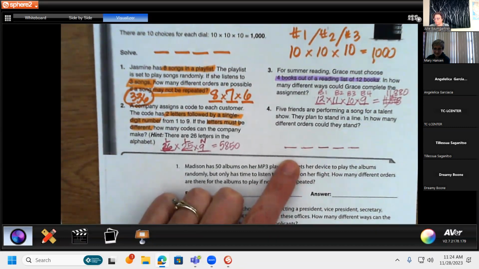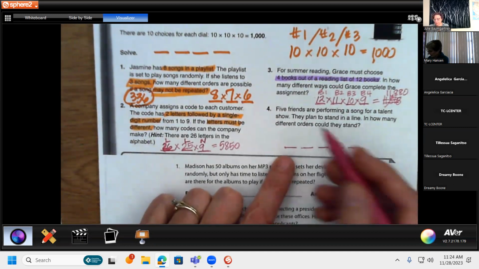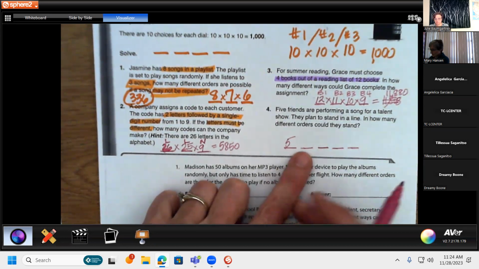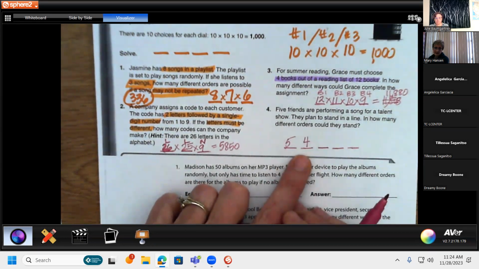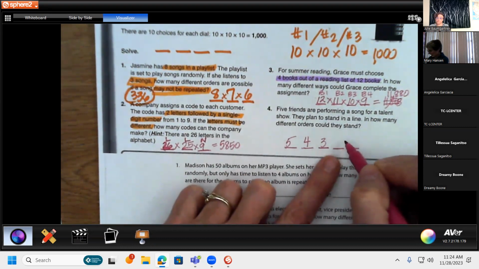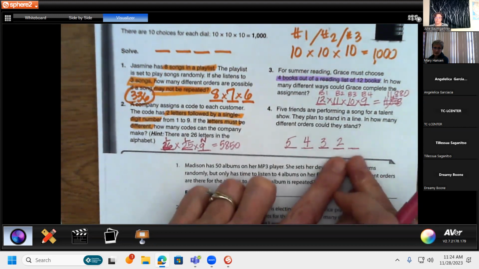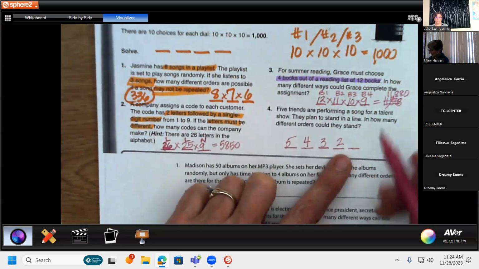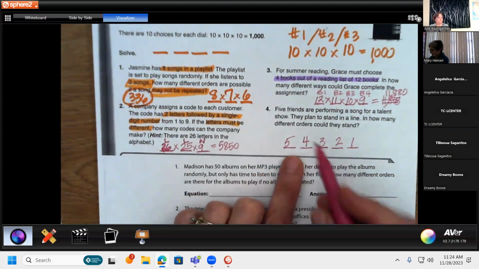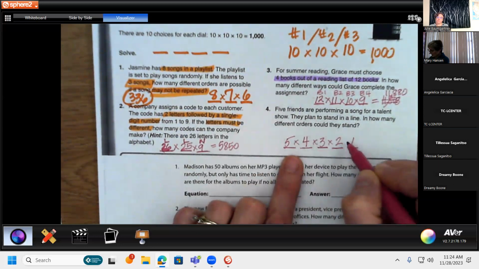Again, good practice. And so we have 5 friends that could stand in the first position. And once we've decided who's going to stand in the first position, there's only 4 friends left to stand in the second position, and 3 and 2. And by the time we've placed 4 people, there's only 1 guy left or 1 gal left to go in the last spot. Okay. So we've ended up multiplying all these together.